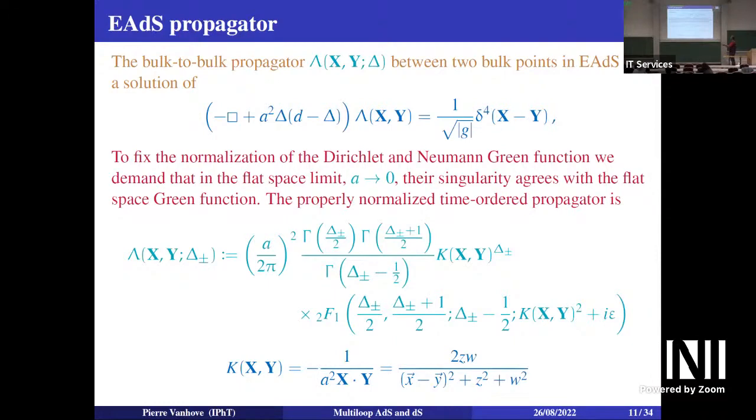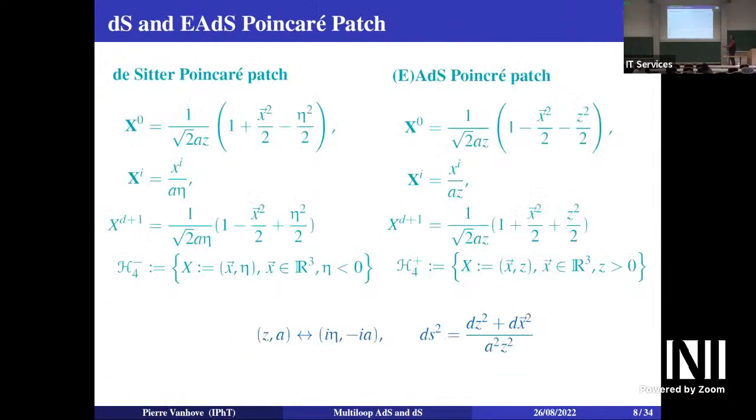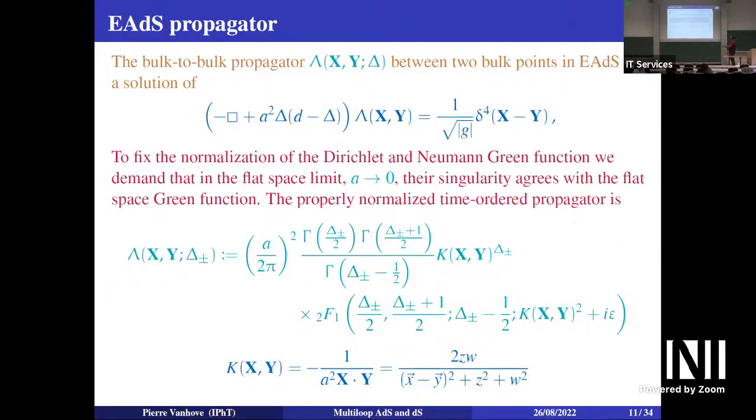But so what I do is that I have to solve this Green's function. So this is the Laplacian in a space with the metric shown here. Then there's the effective mass from the curvature. Then there's the two-point function and the delta function. So it's a well-known result. When you solve this, you actually get a hypergeometric function, right?